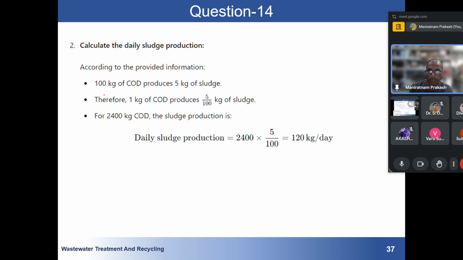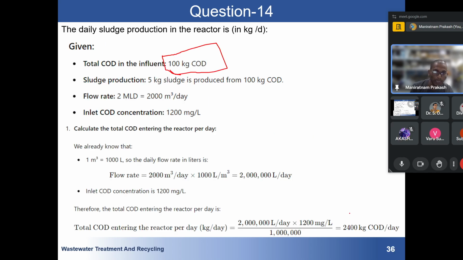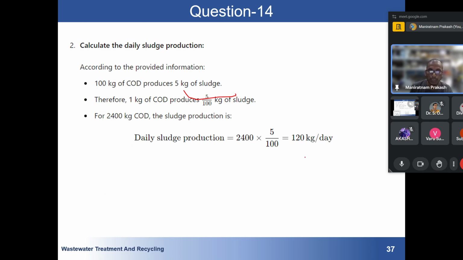And we know that 100 kg of COD produce 5 kg of sludge, and per day we are producing 2400 kg of COD. So the daily sludge production will be 2400 into 5 by 100, that is 120 kg per day of sludge. This was just a simple conversion. We know how much COD is coming, how much waste is getting generated. In the question it is written. We have just multiplied the parameter that was given to us.